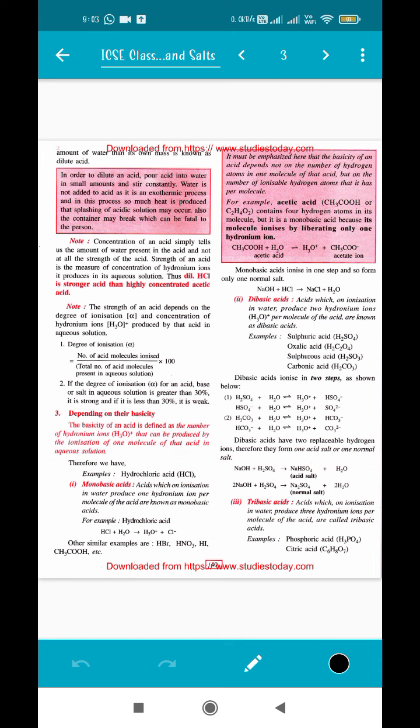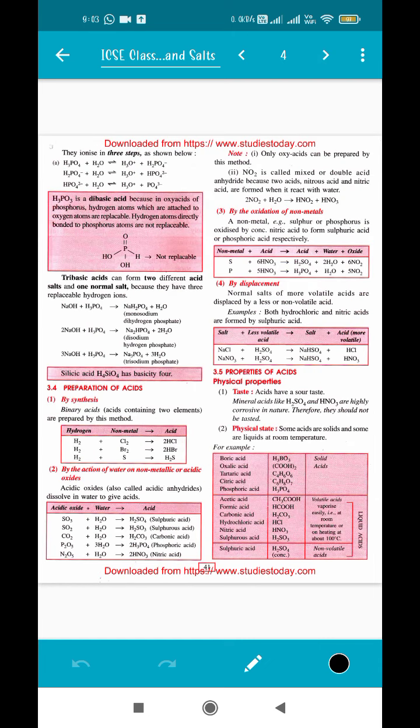Now coming to tribasic acid, again the same thing. They will produce 3 hydronium ions into the solution. For example, phosphoric acid, you can remember this name itself. No need to remember any other name because it is a little difficult.